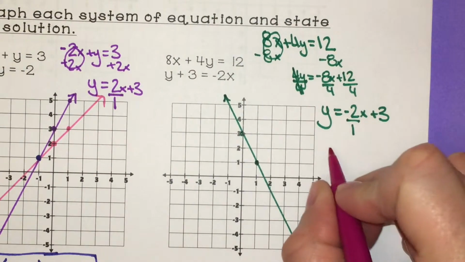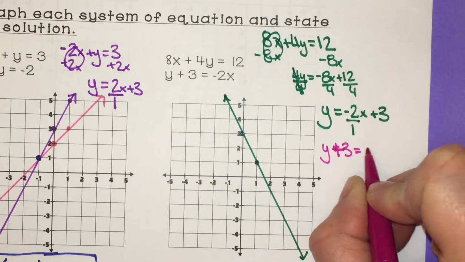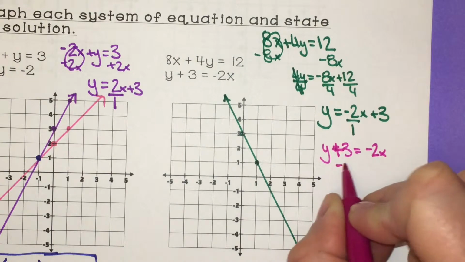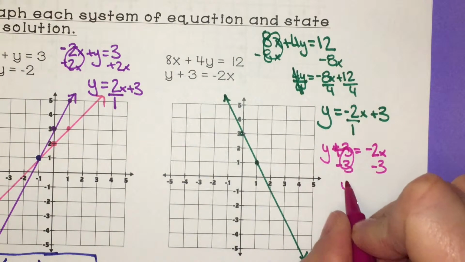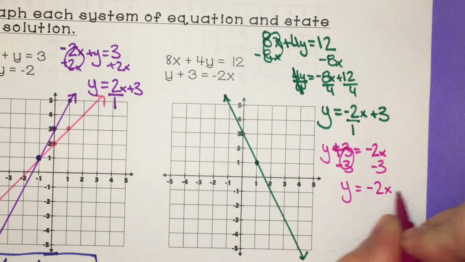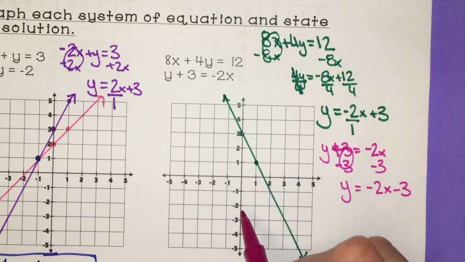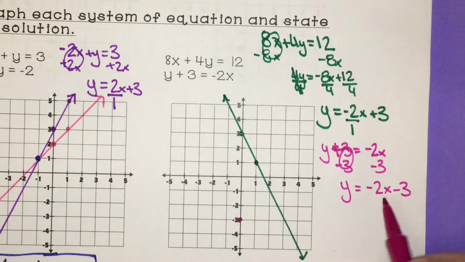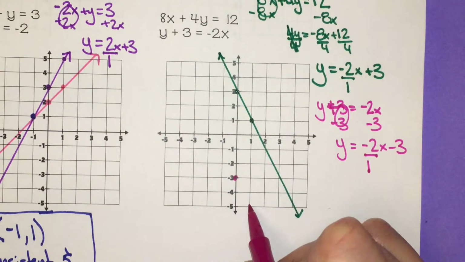And solve down here, I have y plus 3 equals negative 2x. I just need to subtract 3 on both sides to get y by itself. So I have y equals negative 2x minus 3. So my y-intercept is negative 3. My slope is negative 2. I'm going to put it over 1. So down 2 to the right 1.